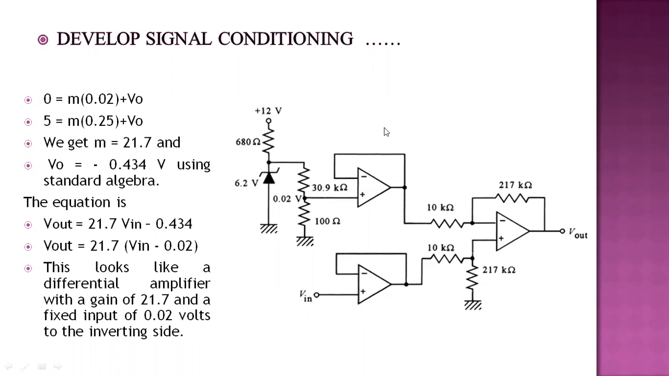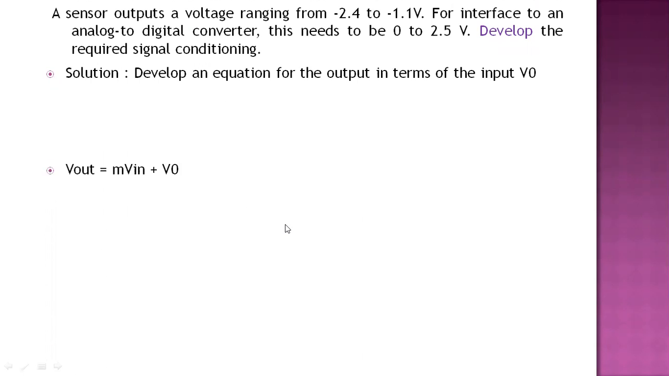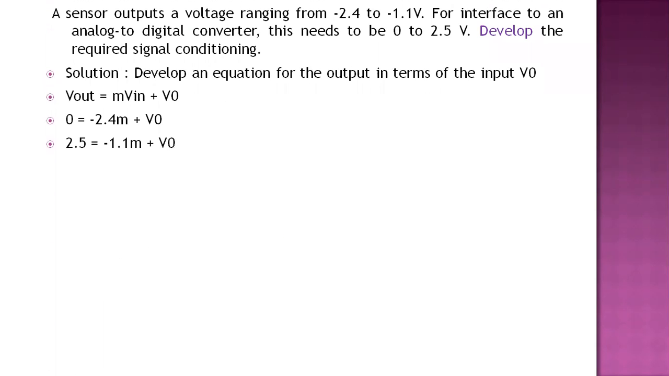So this is the design of the signal conditioning circuit. Now let's see one more example. Here a sensor output voltage is given, with the voltage ranging from minus 2.4 volts to minus 1.1 volts. For interface to an analog to digital converter, this needs to be 0 to 2.4 volts. So it is asked to develop the required signal conditioning for the same.